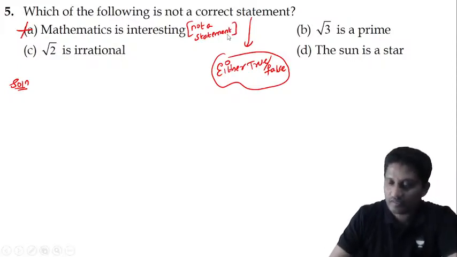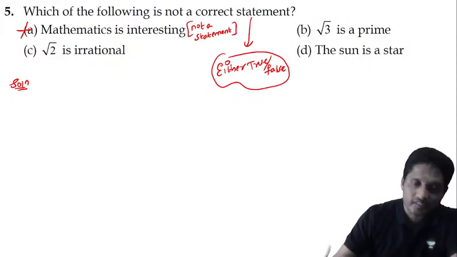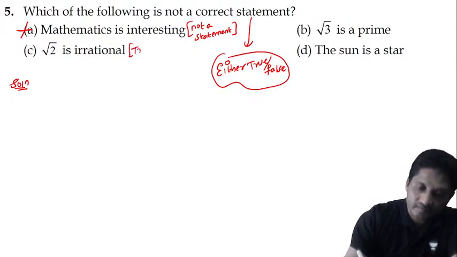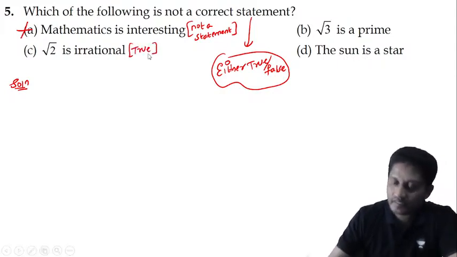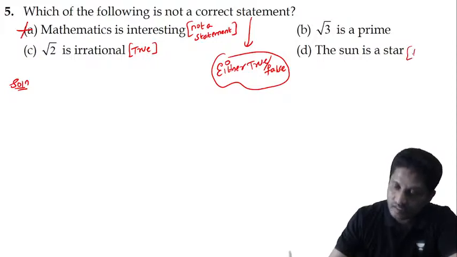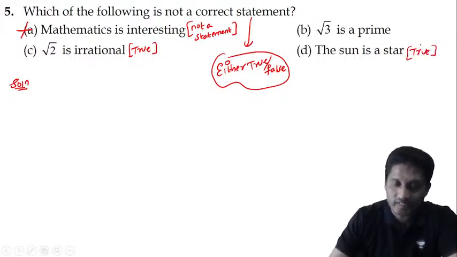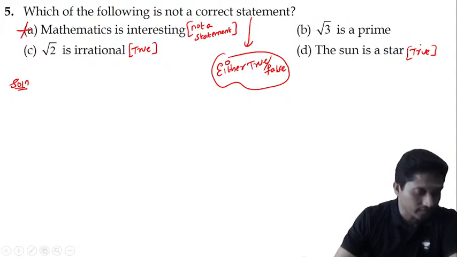Okay, let me check the next. Root 3 is prime, root 2 is irrational. This is a correct statement. Sun is a star. This is also a correct statement. Which of the following is not a correct statement?